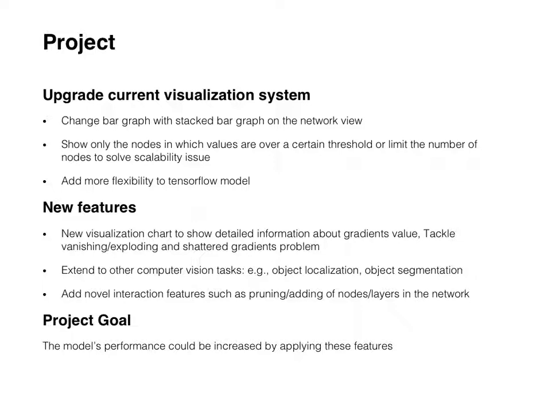Like we can freeze the model, but I'll add new interactions like pruning or adding new filters or layers to the network. By doing so, we can increase the model and get better accuracy, or decrease the number of filters to make the model smaller to fit in a mobile environment or that kind of thing. So my project goal, the last sentence, is that I want to make a visualization system that really increases the model's performance by applying these kinds of features.